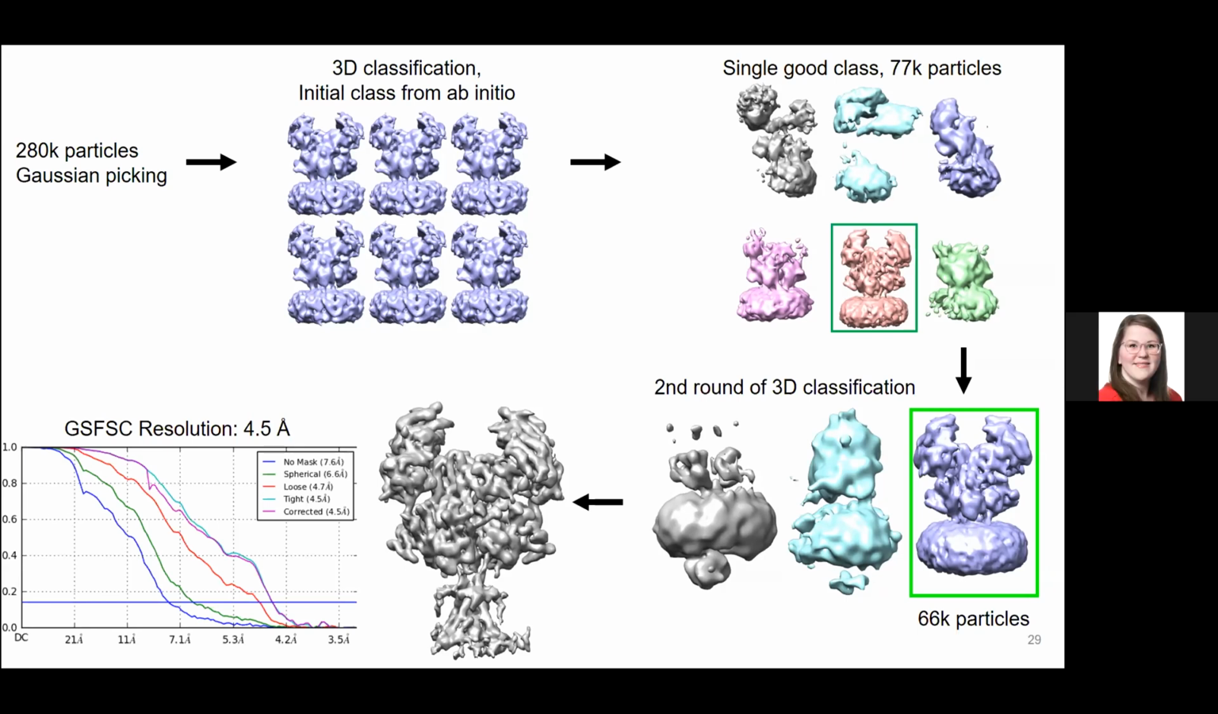Another question was, I was wondering if you observed more drift on 2.2 grid compared to the 1.2 or 1.3. Not noticeably, no.